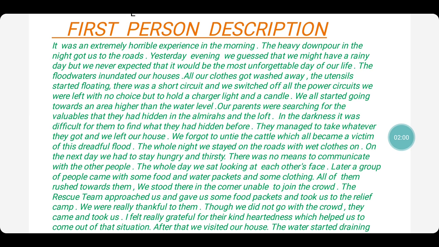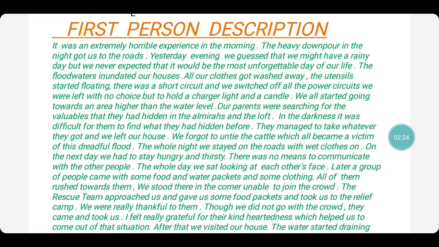So firstly, write "first person description" in capital letters. This is to show that it is from a first person point of view. That is, you are imagining yourself as one among the victims. So that's what we call a first person description.